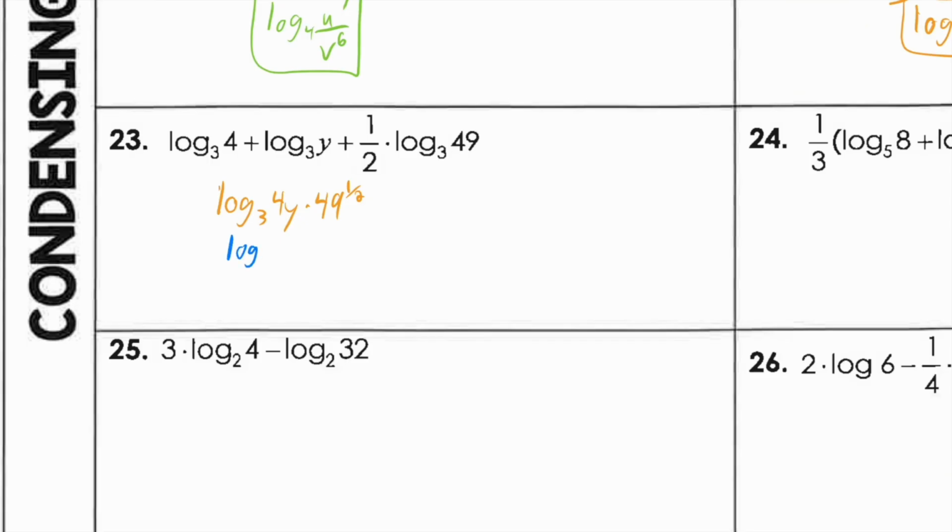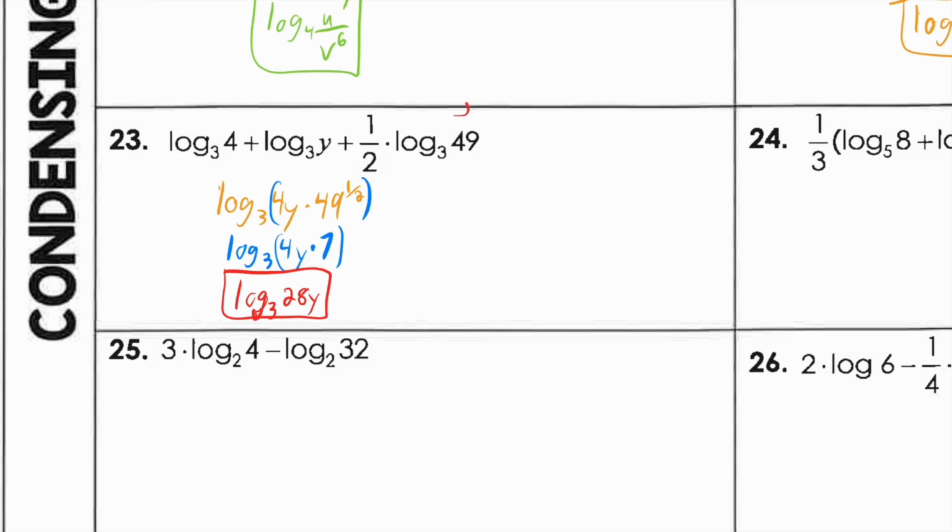And then I actually have to square root 49, which is the power of 1/2. So that's log base 3 of 4y times 7. And I should clarify that all of this is inside the logarithm. So we don't think it's a times 7 at the end or after the logarithm. And then it's log base 3 of 28y.